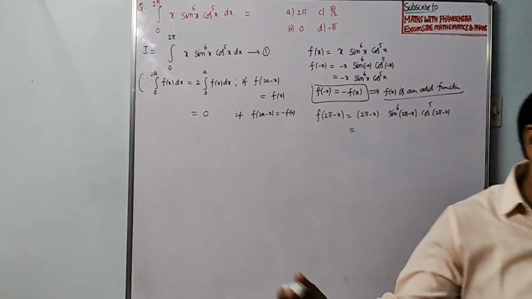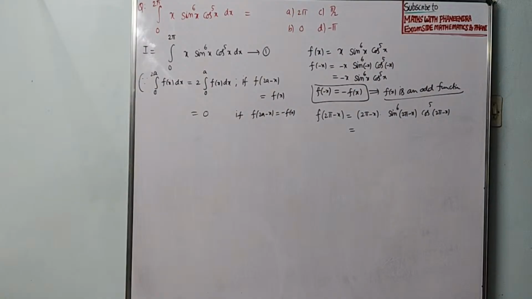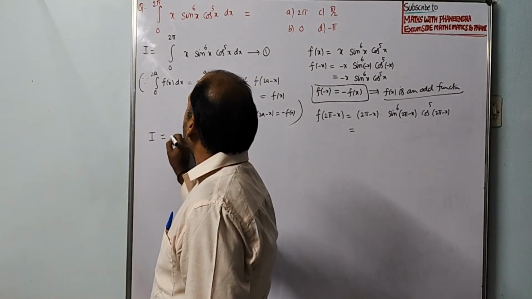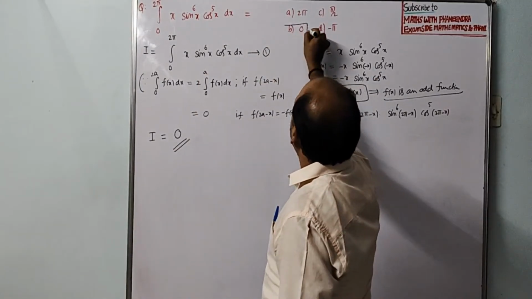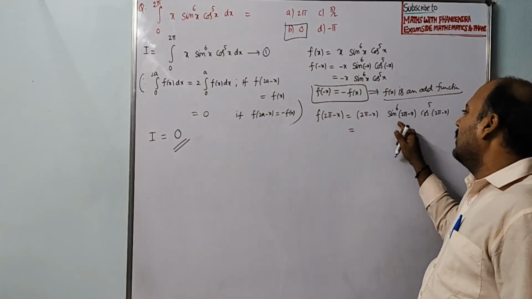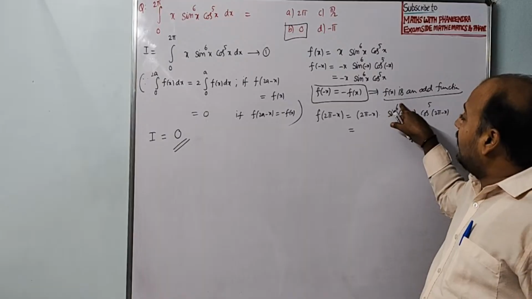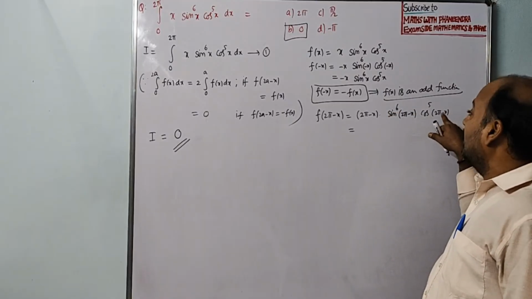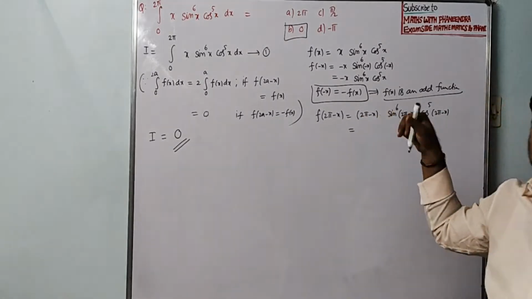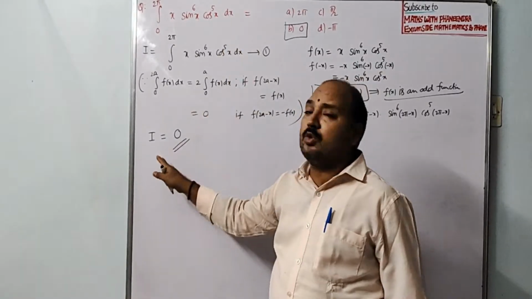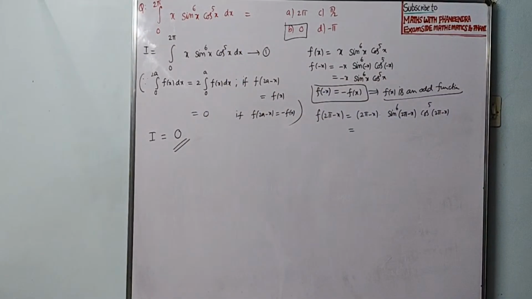Whenever it is an odd function, by using this procedure, this is an odd function only, no? So therefore the given integral value is 0. It is there in the second option. No need of going to 2 pi. Anyway, sine power 6 of 2 pi minus x is sine x only, because even power is positive, and cos power 5 of 2 pi minus x is positive only. It is an odd function. So by using this property, the given function is an odd function, so therefore the integral value is 0, dear students. I hope you understand.